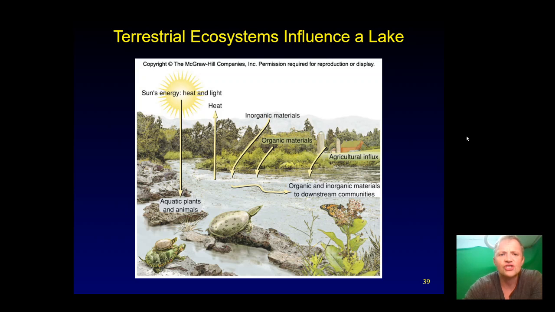And this is just showing you a terrestrial ecosystem's influences on a lake. So I just wanted to show you these systems in play in these types of areas. But just know, we have the sun's energy, heat and light. We have heat that dissipates. We have inorganic material going in and organic material going in. Agricultural processes, we'll talk about this in our water pollution unit. We'll talk about agriculture and how that's changing lake systems.